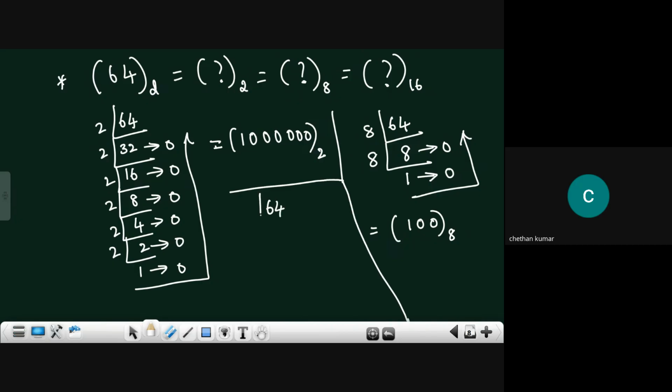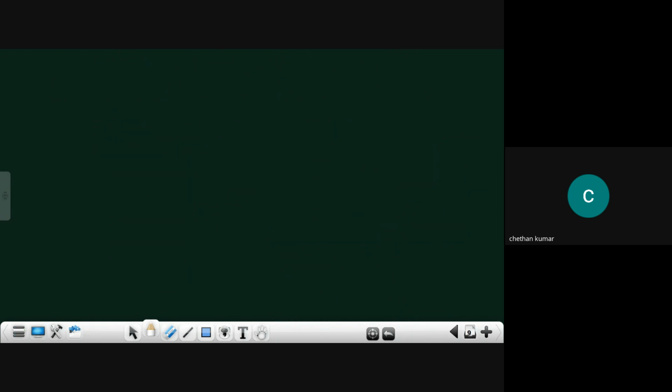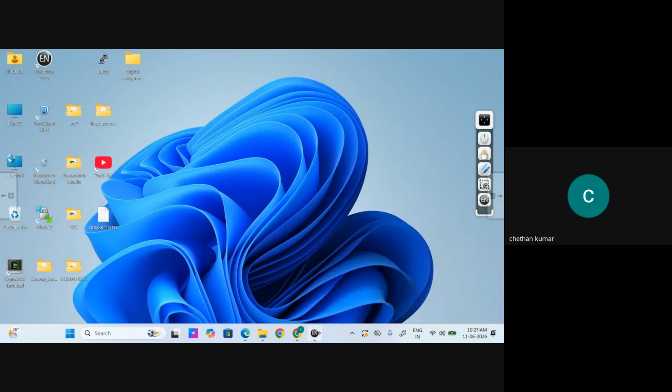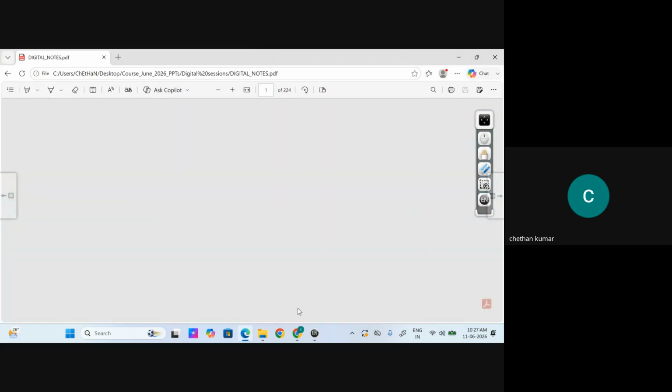64 divided by 16. How many times? 4 times. Remainder is 0. What is the result? 40 with the base of what? 16. Are you understood? So for this conversion from decimal to other number systems, I'll give some examples now.